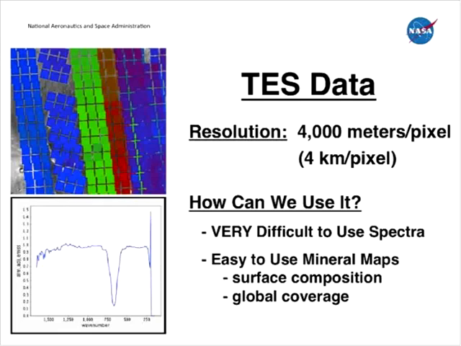TES spectra. Now the advantage of these maps is that, as I said, they can give you the composition of the surface, what the surface is actually made out of. They also have global coverage. So just about anywhere on the surface of Mars that you're studying, we have coverage with the TES maps. And we will cover those maps and a lot of other maps in a separate presentation.